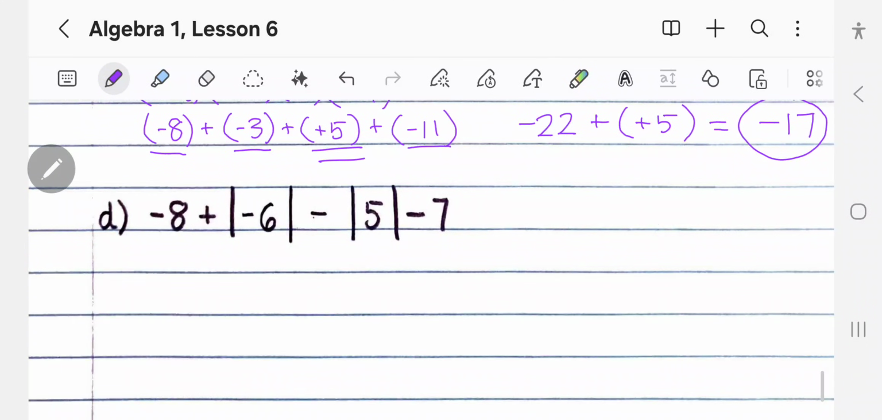And then D, I'm going to do the absolute values first. Copy everything else down. And then I'm going to put parentheses between each one.